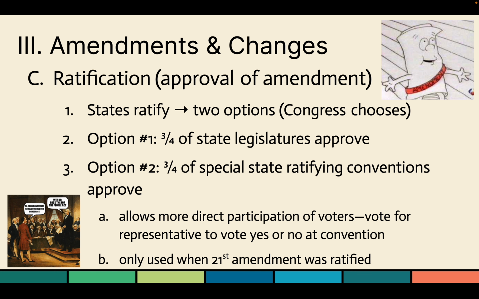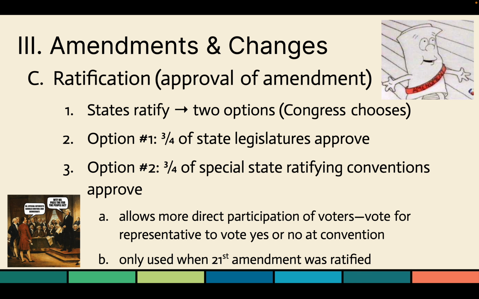So that 26th Amendment was proposed by more than 2/3 of the House and the Senate, and then more than 3/4 of the states said, yes, we want that to be an amendment, and that became the 26th Amendment. Now, there's another option in which you have state ratifying conventions, in which delegates are elected by constituents, and then they go to a state convention and cast their vote, and if more than 3/4 of these state ratifying conventions approve, then the amendment gets passed.